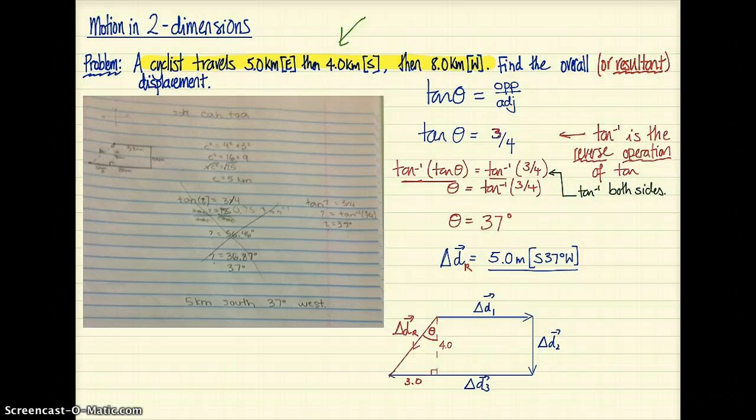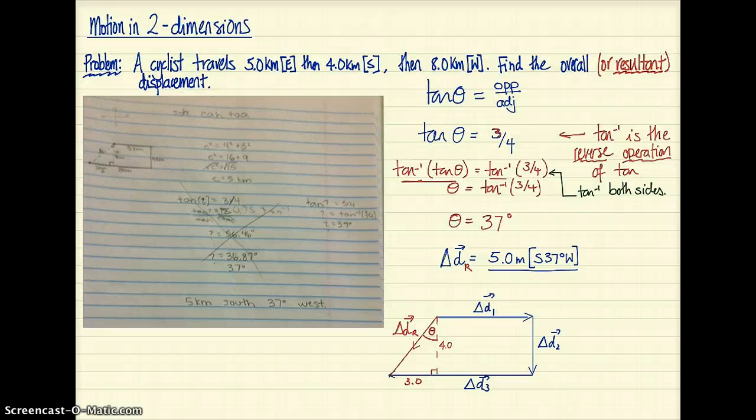And with two-dimensional problems, you have to deal with them geometrically. You can't just deal with them using an equation or algebraically. So the equations of motion we've looked at so far and graphs that we've looked at so far don't apply in this situation because we have a two-dimensional problem. What we're asked to find is the overall or resultant displacement. So we've got to add these displacements together, but we need to do it geometrically.